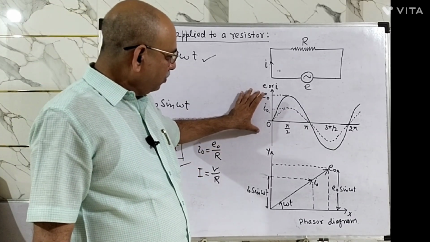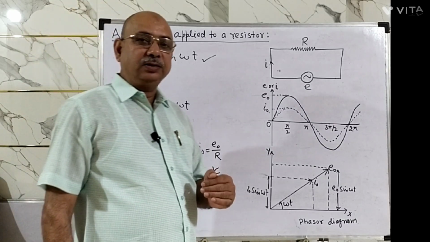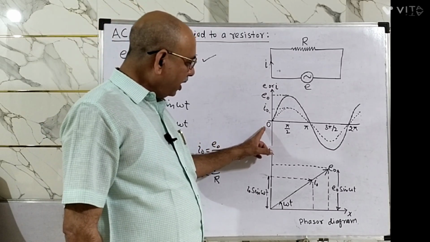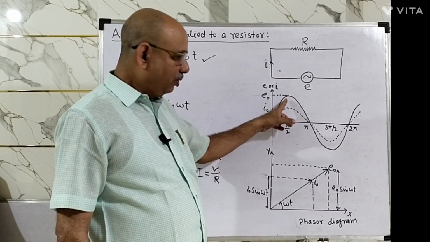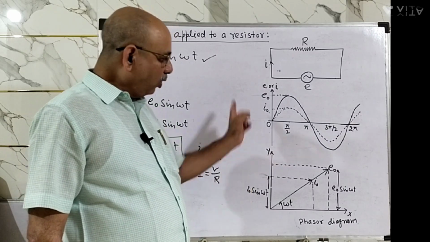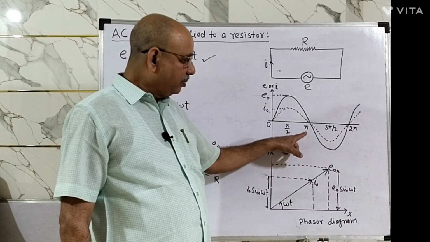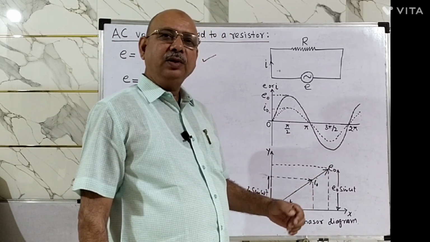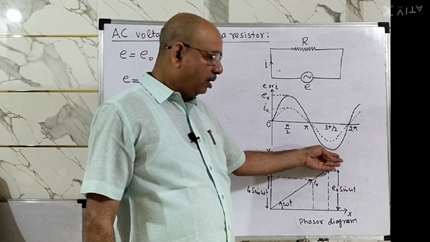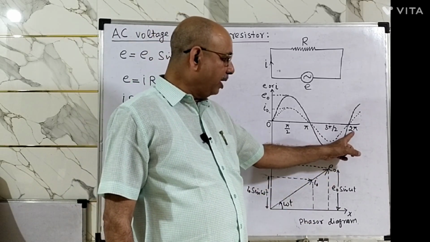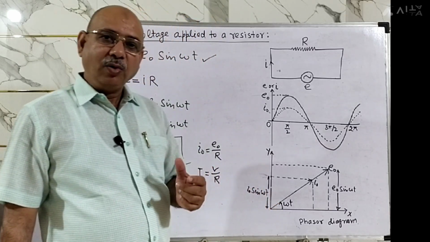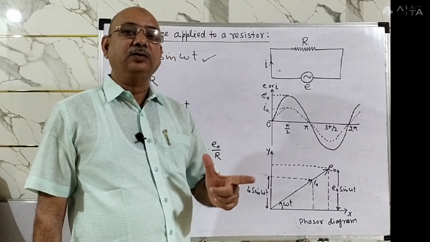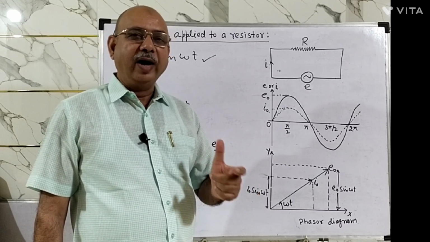Let's see how the phase difference changes for the EMF and current. Both start from 0, reach the maximum value at the same pi by 2, and both attain the 0 value at pi. At pi, it reverses the direction, and at 3 pi by 2, both have the maximum value in opposite direction, and at 2 pi again it's 0. That means the value of instantaneous current and EMF both attain the 0 and maximum value at the same time.